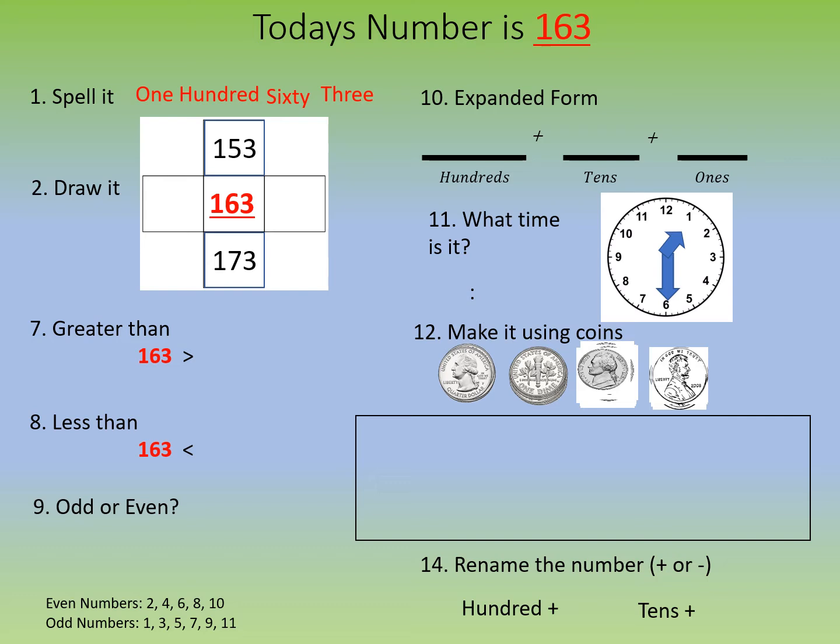Now we're going to do one less. One less than 163 is 162. Excellent job. And then we have one more than 163. We can look at the pattern. 162, 163, 164. Did the pattern help you figure that one out?